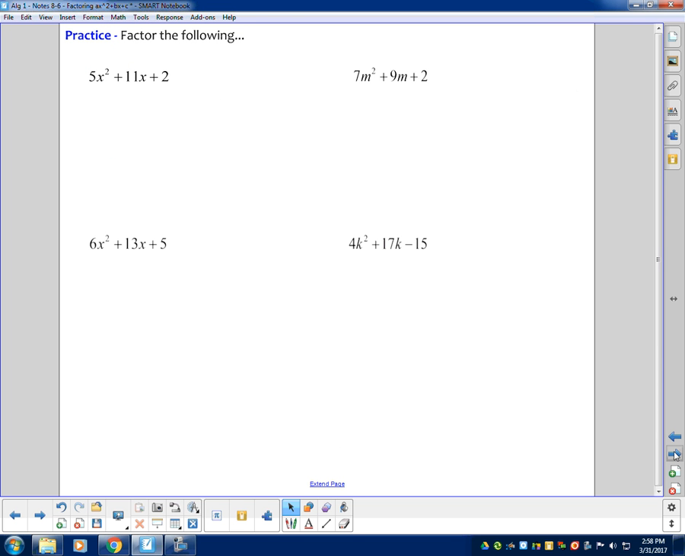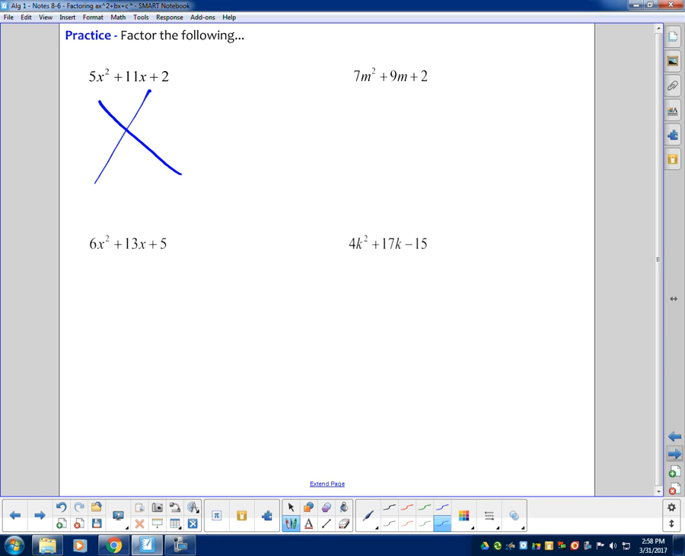Some of you may be able to do this without using the x in the box. You might be able to figure out the factors just by guessing and checking and using multiplication. But in terms of a visual representation of what we're doing, it's hard to beat the big X with the box. So start like this.